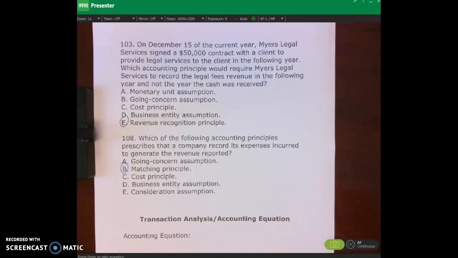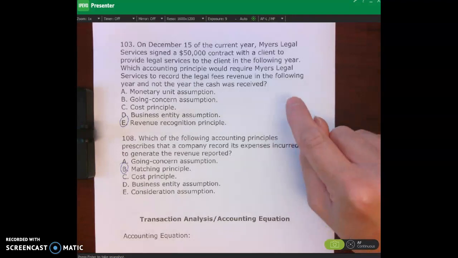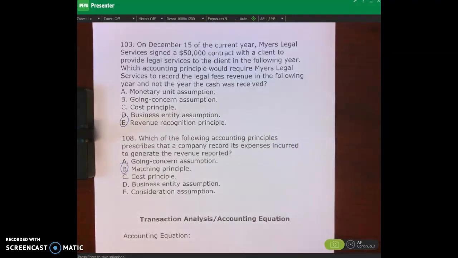So remember the revenue recognition principle: you record revenue in the period in which it's earned, which is in this case the second year, when they provide the legal services. So they can't record the revenue until the next year when they provide the legal services because of the revenue recognition principle, even though they got paid in year 1. They get paid in year 1, they do the services in year 2. When do they record the revenue? In year 2, when they perform the services, because that's when they've earned it.